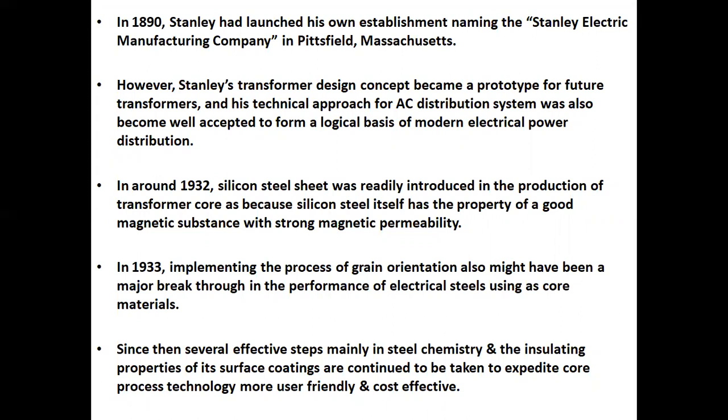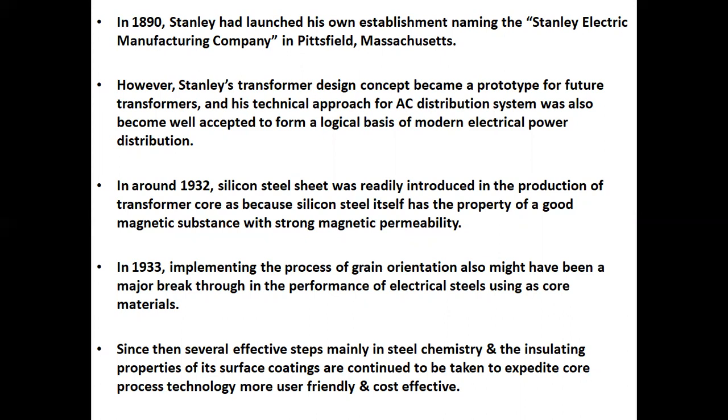Around 1932, silicon steel sheet was introduced in the production of transformer cores, because silicon steel itself has the property of a good magnetic substance with strong magnetic permeability.